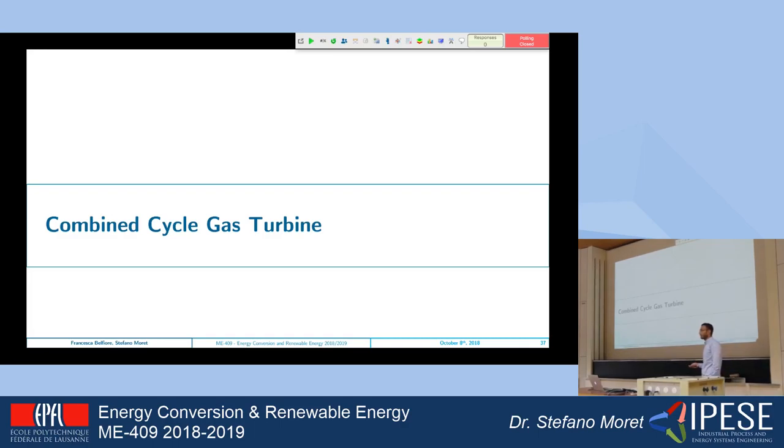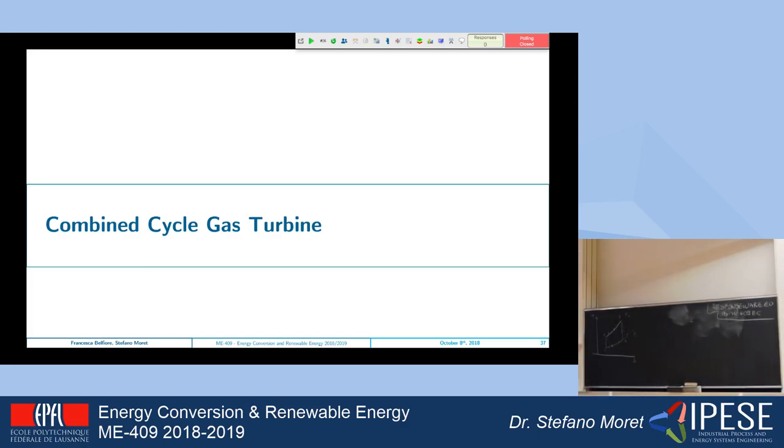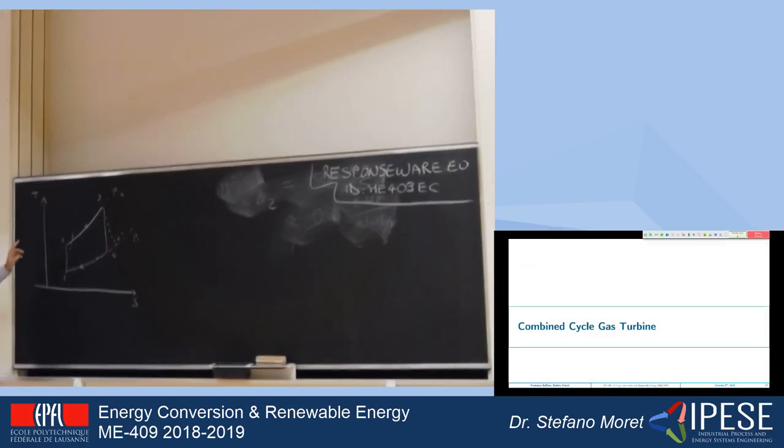So why do we talk about combined cycle with the gas turbine? If you remember, in the previous lecture, we discussed the gas turbine cycle, which is the one I put here on the blackboard. On the TS diagram, for a gas, you have compression, isobaric heating, expansion and isobaric cooling. So this is the theoretical Brayton-Joule cycle that we apply for a gas turbine.